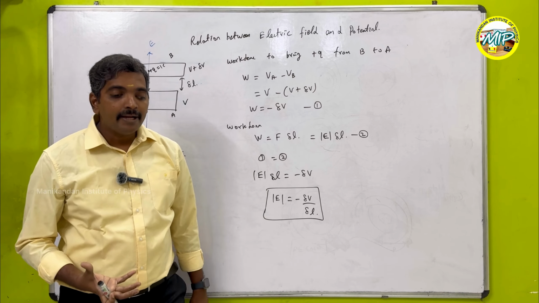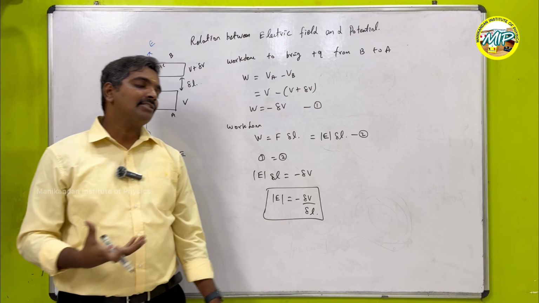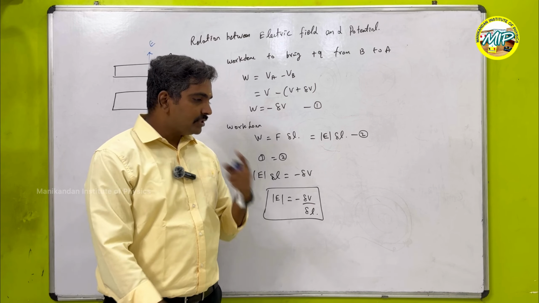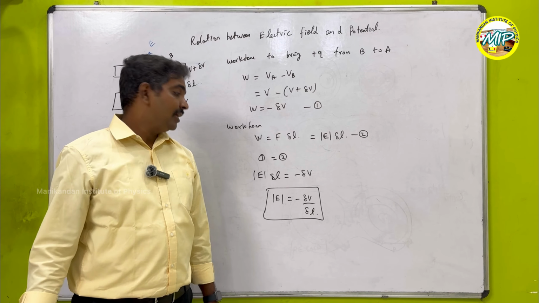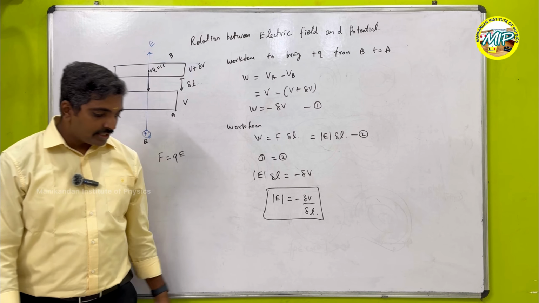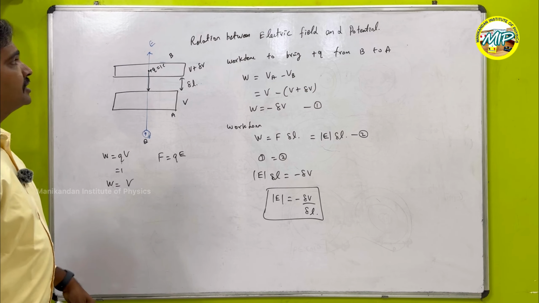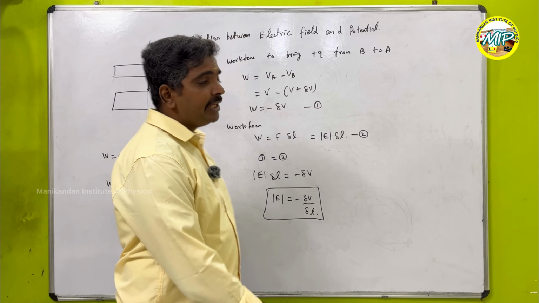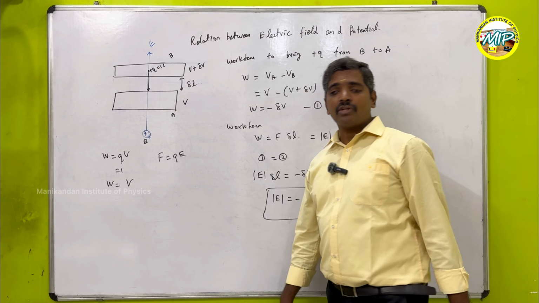What is meant by gradient? A quantity that varies with respect to length or distance is called a gradient. So in this case, my electric potential decreases steepest in the direction of the electric field. So this is the relationship between the electric field and the potential. So I will stop at this point.